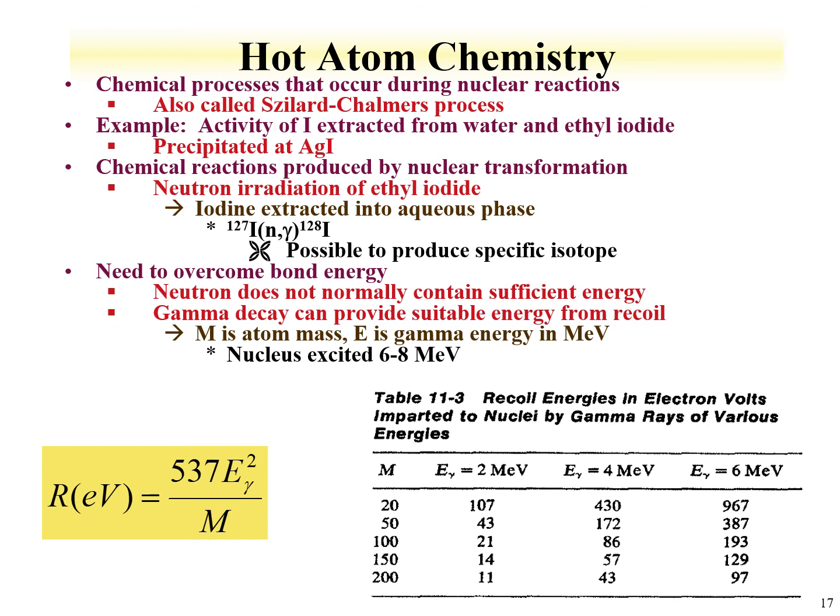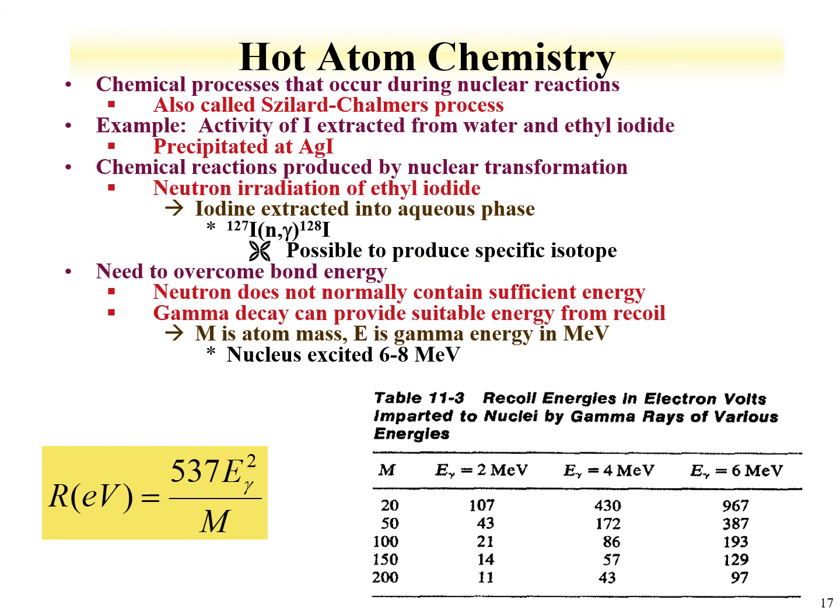The iodine-127, the stable isotope, remains as part of the ethyl iodide. When that iodine captures a neutron and becomes iodine-128, it separates from the ethyl iodide and can be precipitated as silver iodide. In this route, only the activated iodine is separated. And this is due to the fact that the interaction with a neutron causes a chemical reaction. So that is described here. The iodine gets extracted into an aqueous phase from this organic and then precipitated.